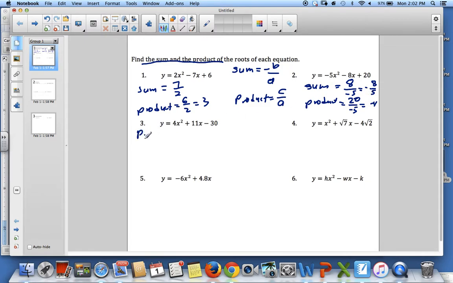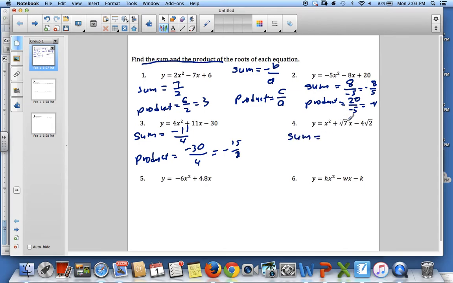Here it gets a little, well, not much trickier. Let's do the sum first. The sum is negative b, that's negative 11 over 4, and that's done. And then the product is c over a. C is negative 30 over a, which is 4. We can reduce that to negative 15 over 2, or negative 7.5, whatever, it's the same number. That's that one.